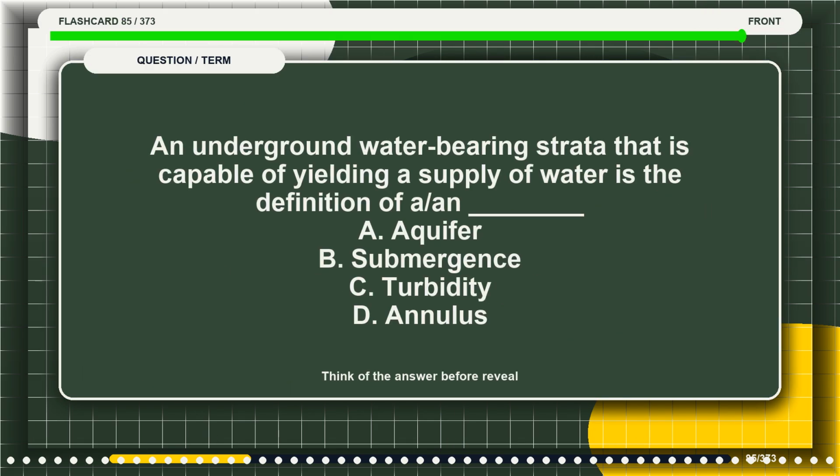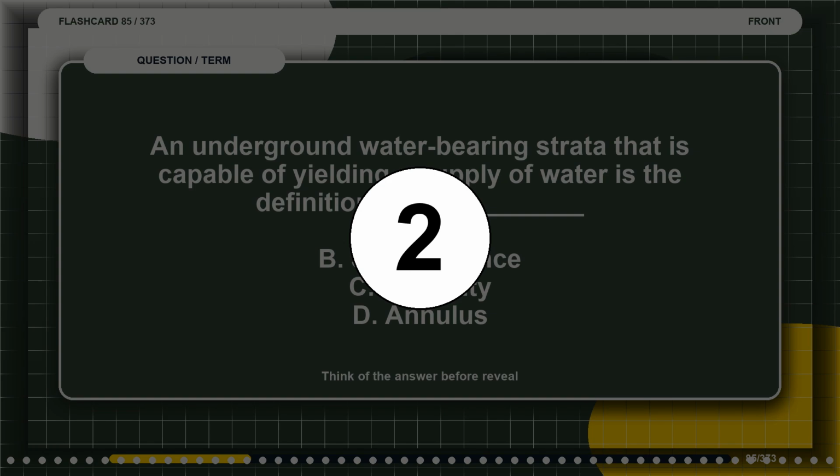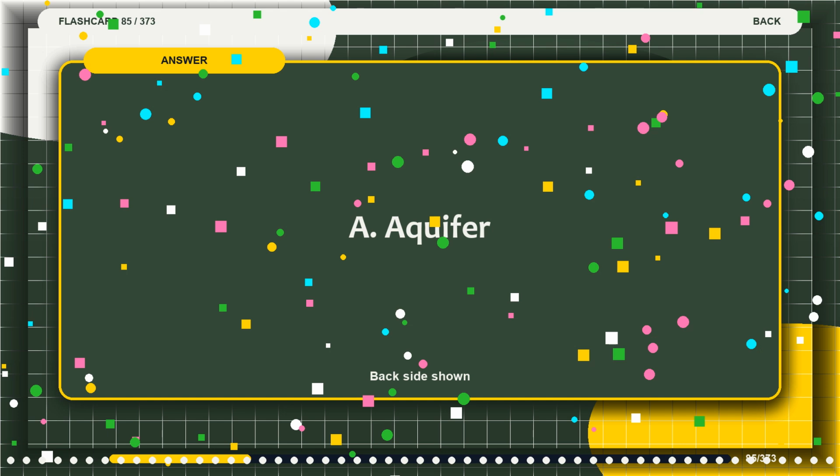Flashcard 85. An underground water-bearing strata that is capable of yielding a supply of water is the definition of a blank. A. Aquifer B. Submergence C. Turbidity D. Annulus. Think of the answer before the reveal. The answer is A. Aquifer.